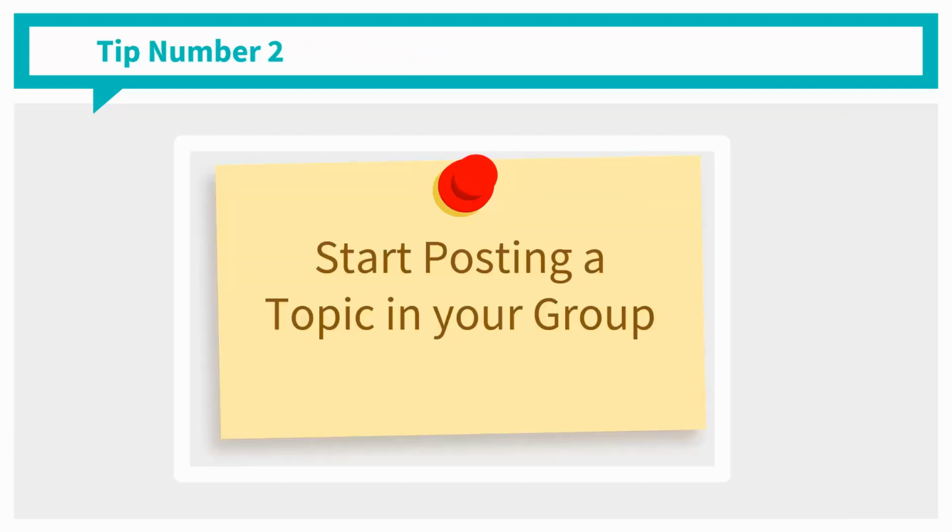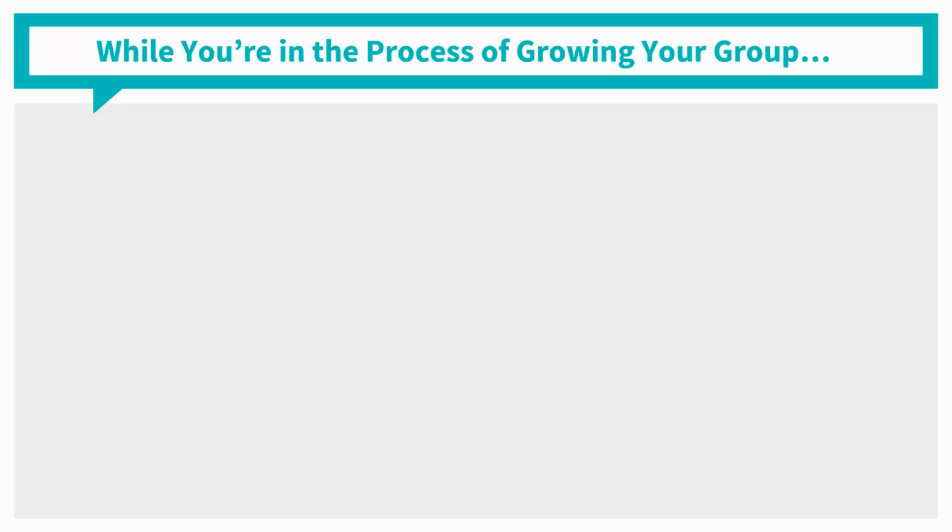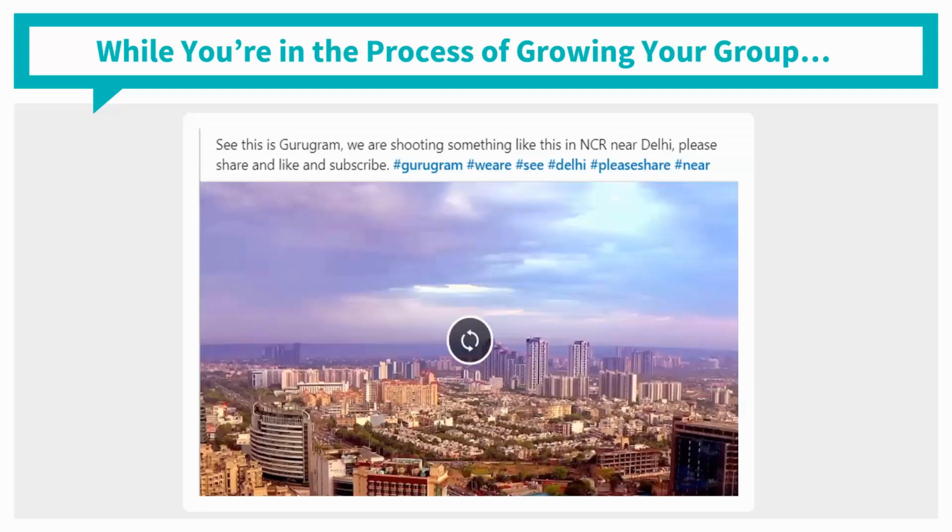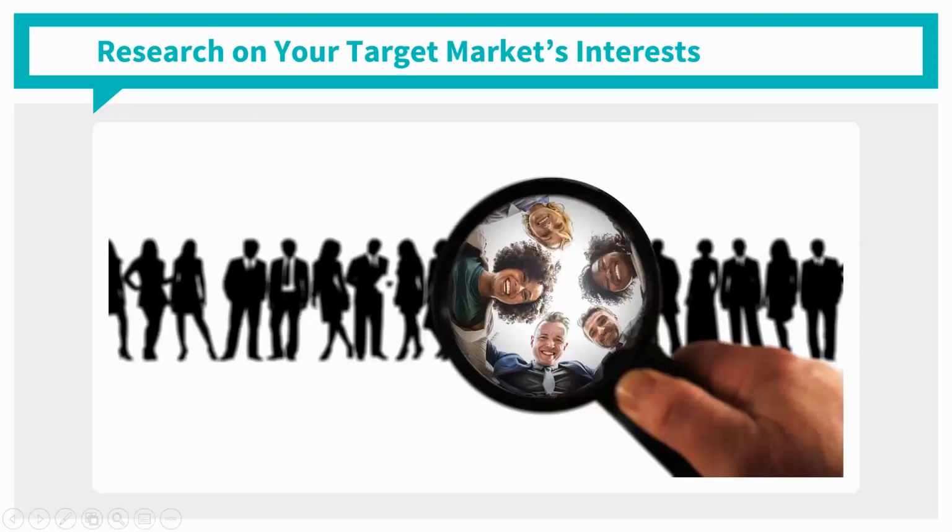Tip number 2. Start posting a topic in your group. While you're still in the process of inviting new members and growing your group, you should be the first one to post content. Research on what your target market's interests are and have the content ready for that topic. Start with open-ended posts to start encouraging the flow of the discussion.